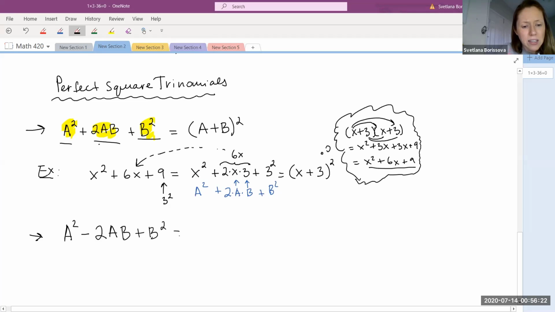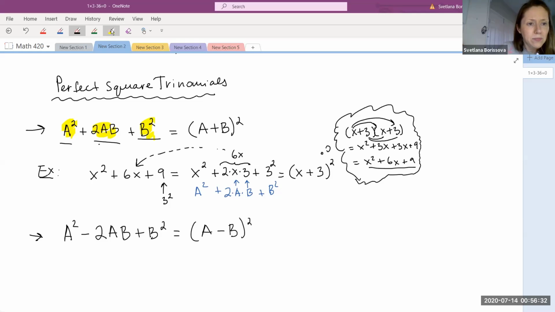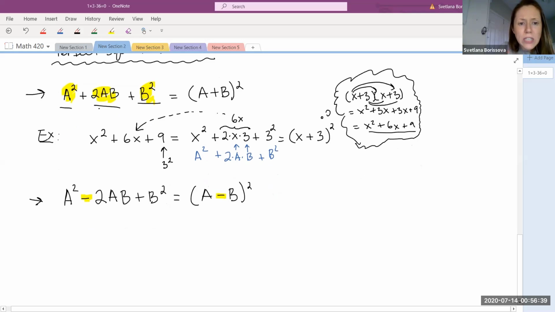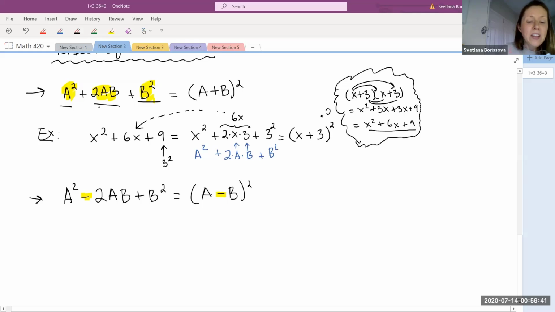And the only difference that it makes is that when I put it in this condensed, perfect square form, it's going to be a minus b. So basically, this minus sign will result in a minus sign here. Okay, why do we need that? Or how will we be using that?